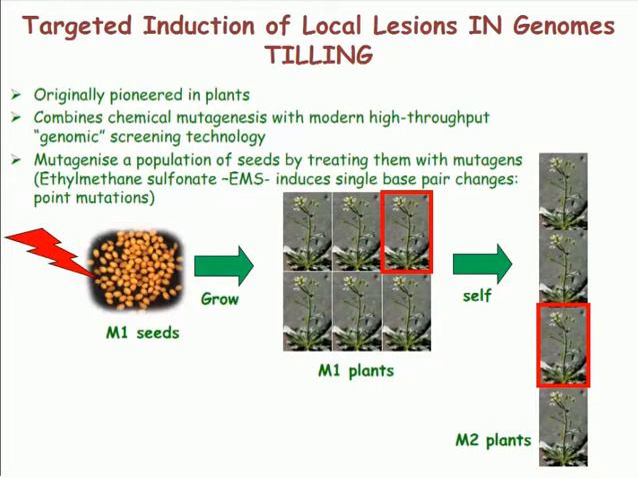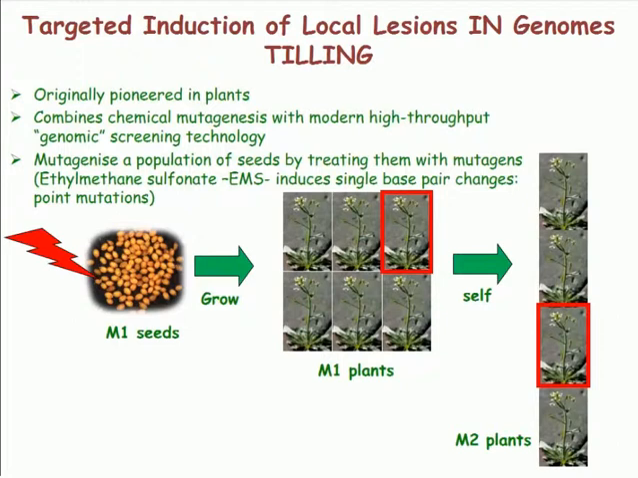But this technique, the TILLING technique, so targeted induction of local lesions in genomes, has been massively used in zebrafish, for example, and in mouse, but it was actually pioneered in plants. It combines two things: chemical mutation, which will produce mutations at random places, with modern high-throughput genomic screening. It could be genomic sequencing, or it could be different things, as we will see in a second.